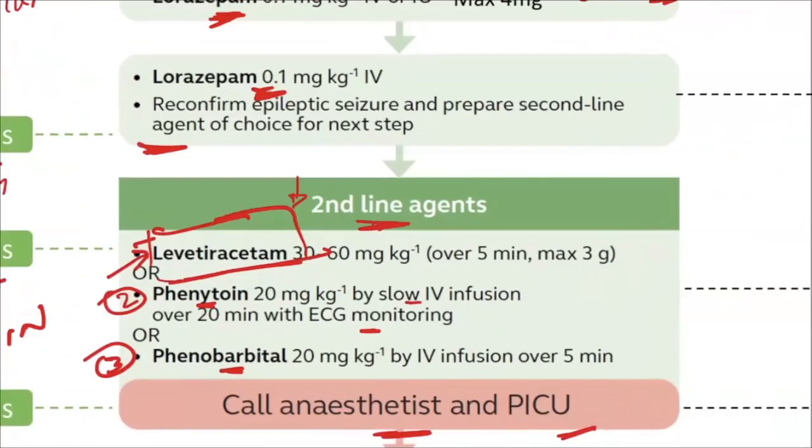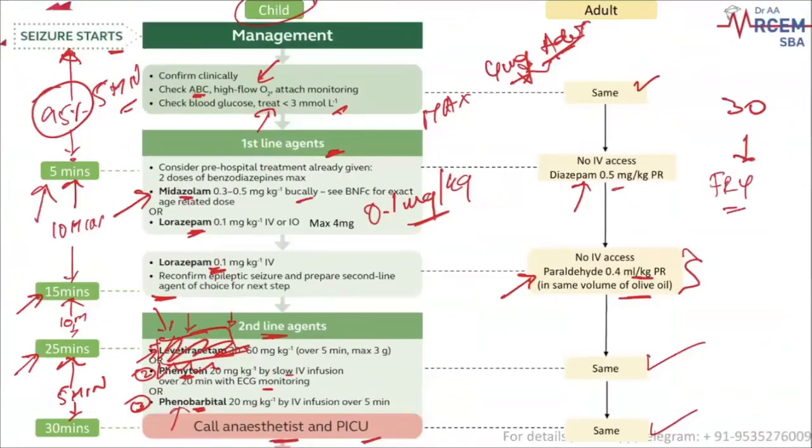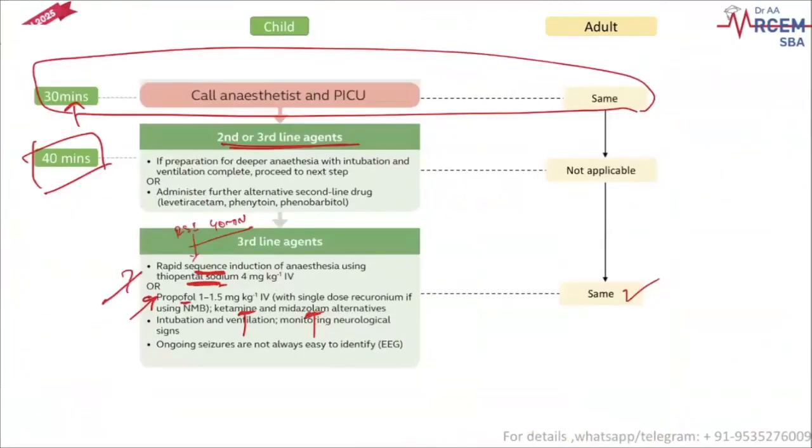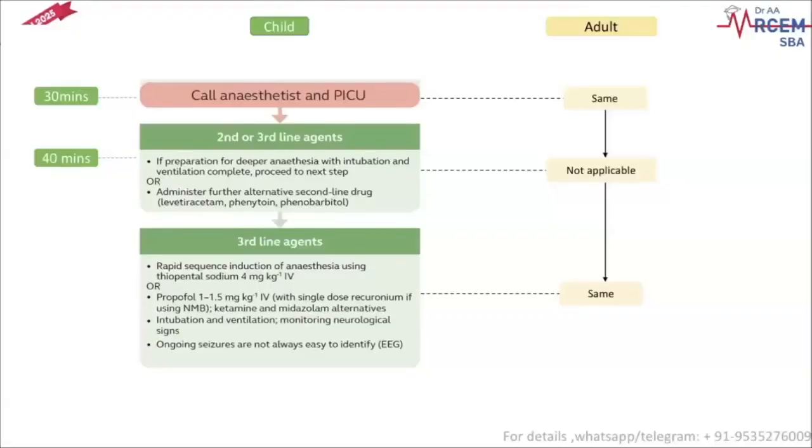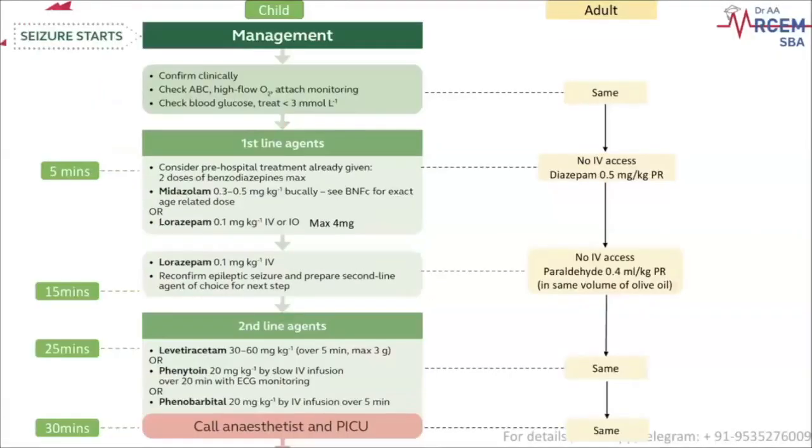For example, if you have already given levetiracetam, then you shouldn't be giving this drug. You will be giving either phenytoin or phenobarbital. If you have already given phenytoin, then you will be giving either levetiracetam or phenobarbital. The one which you have not given, you give that drug now while waiting for all the equipment and the personnel to be available so that you can perform a rapid sequence intubation. Next thing you need to remember here is most of the time these patients are already a known case of epilepsy. They will be on certain drugs.